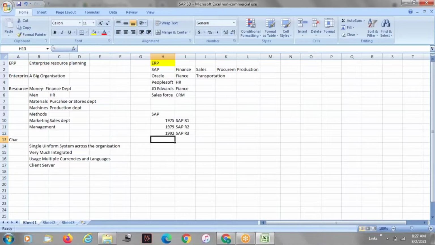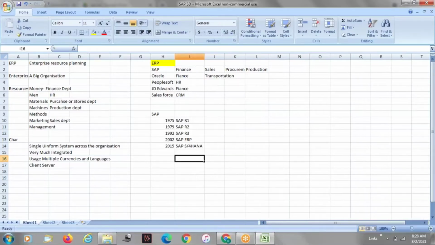Then around 2002 SAP R3 was called SAP ERP. It is still based on the R3 architecture. Then around 2015 they started with SAP S/4HANA. So these are the different products available in the market. As of now, there is no R1 or R2, and SAP ERP is also based on the R3 architecture. SAP supports SAP S/4HANA and SAP ERP.